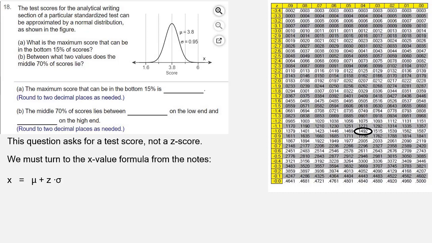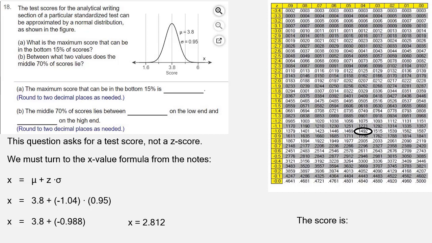X equals mu plus z times sigma. Now mu was given to us as 3.8, sigma as 0.95, and we just found the z-score of negative 1.04. So we insert all those values into their proper positions, and we'll multiply the negative 1.04 times 0.95. So this is 3.8 plus negative 0.988. When we add these together, we get 2.812. Rounded to two decimal places, the maximum score that can be in the bottom 15% is a score of 2.81.